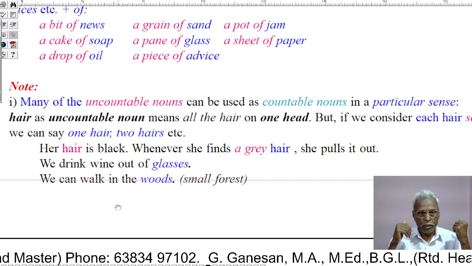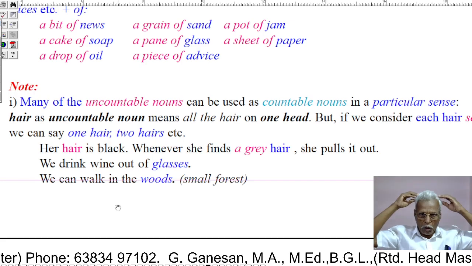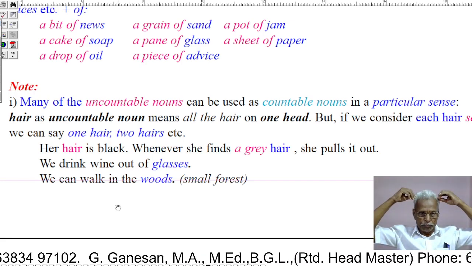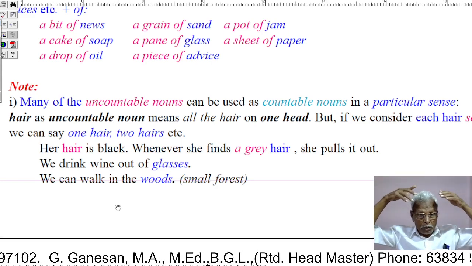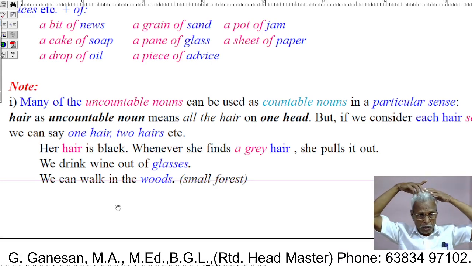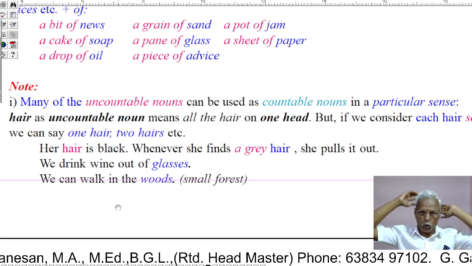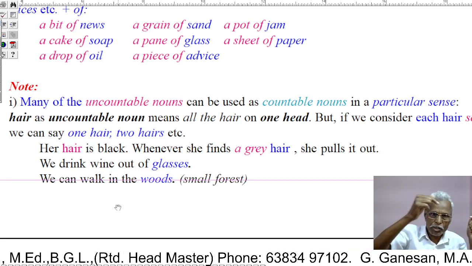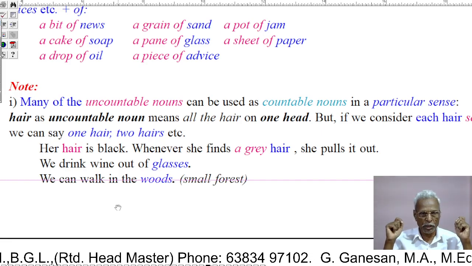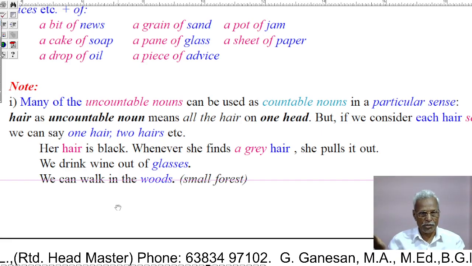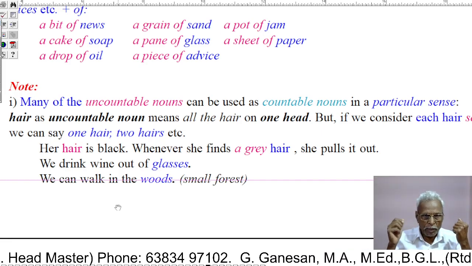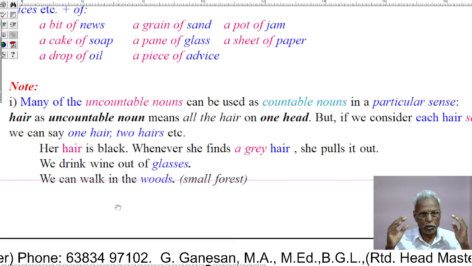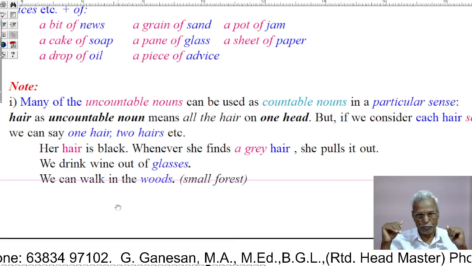Hair as an uncountable noun means all the hair on one head. But if we consider each hair separately, then we can say one hair, two hairs, etc. Example: the hairs of a particular lady. Her hair is black.